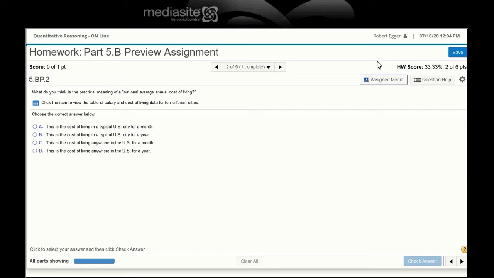Okay. What do you think is the practical meaning of a national average annual cost of living? Now this goes back to that last question, I think it was one of the questions in the preview assignment, the tutorial. So again, we'll look at an average yearly cost, national average annual cost of living, of living in a city in the United States of America.